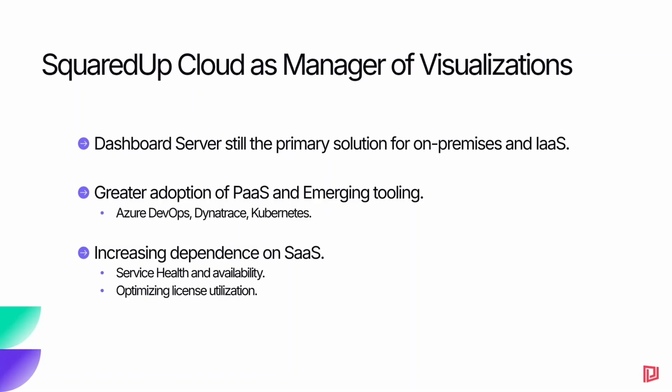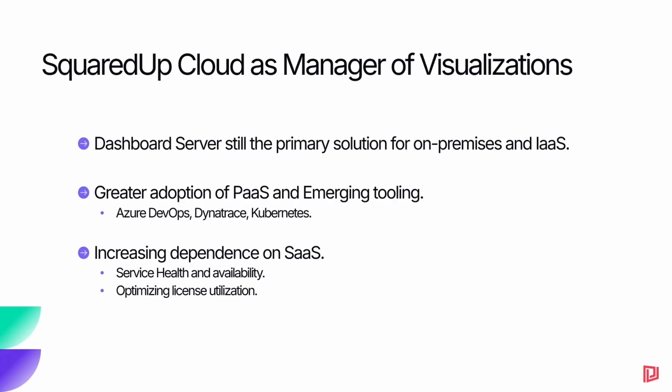Take Azure DevOps. Developers use it to manage pipelines and deployments, but how do you correlate a deployment failure with a ServiceNow incident or an APM alert? SquaredUp Cloud's native Azure DevOps integration surfaces pipeline status, deployment history and work items alongside infrastructure health. One screen, one conversation. The same applies to APM tooling, Dynatrace, Datadog, New Relic, AppDynamics.